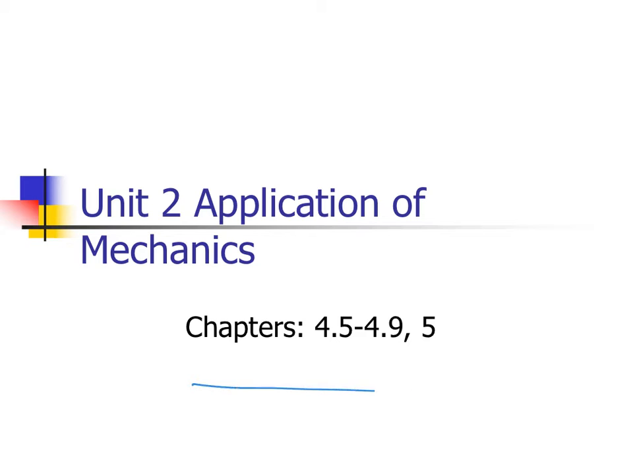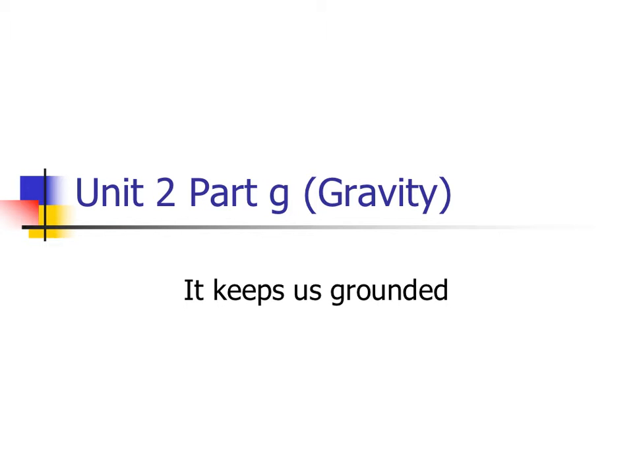which now we are going to start applying to other directions. So the first part here of Unit 2 is part G, and that's because we utilize the letter G for gravity. And gravity just keeps us grounded. It keeps us on our feet, and is a very important part of our calculations moving forward. It is something that is always constantly there. That's why it's a constant.